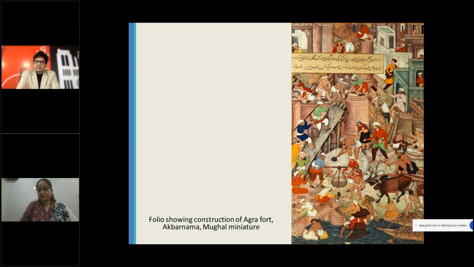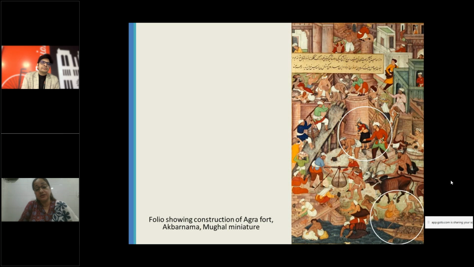But here, if you see at the end of the folio, you can see that the stone is being brought through the boats. So, the sandstone was transported through the Yamuna River to the site of Agra, and then the Badalgarh fort, which was destroyed, and the construction of the Agra fort began. There is also another interesting detail here. You can see that there is a Banjara woman who is also contributing to the construction. So we know that, from the Mughal time period also, women were involved in the construction process.